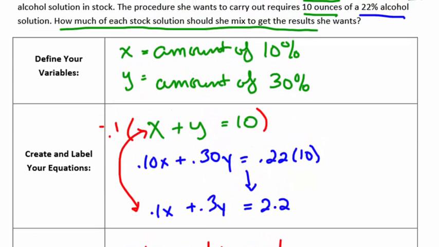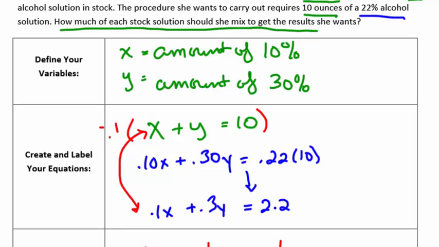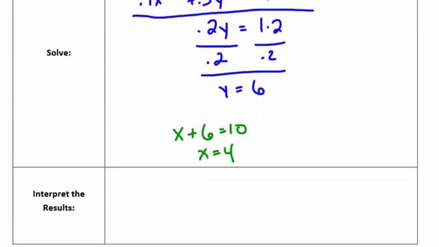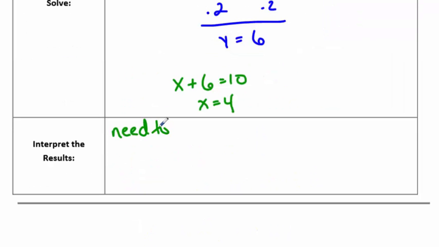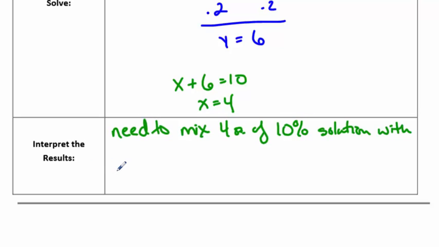X was the amount of 10% solution, y was the amount of 30% solution, and our units on these amounts right here need to be in ounces. So we need to mix 4 ounces of 10% solution with 6 ounces of 30% solution.